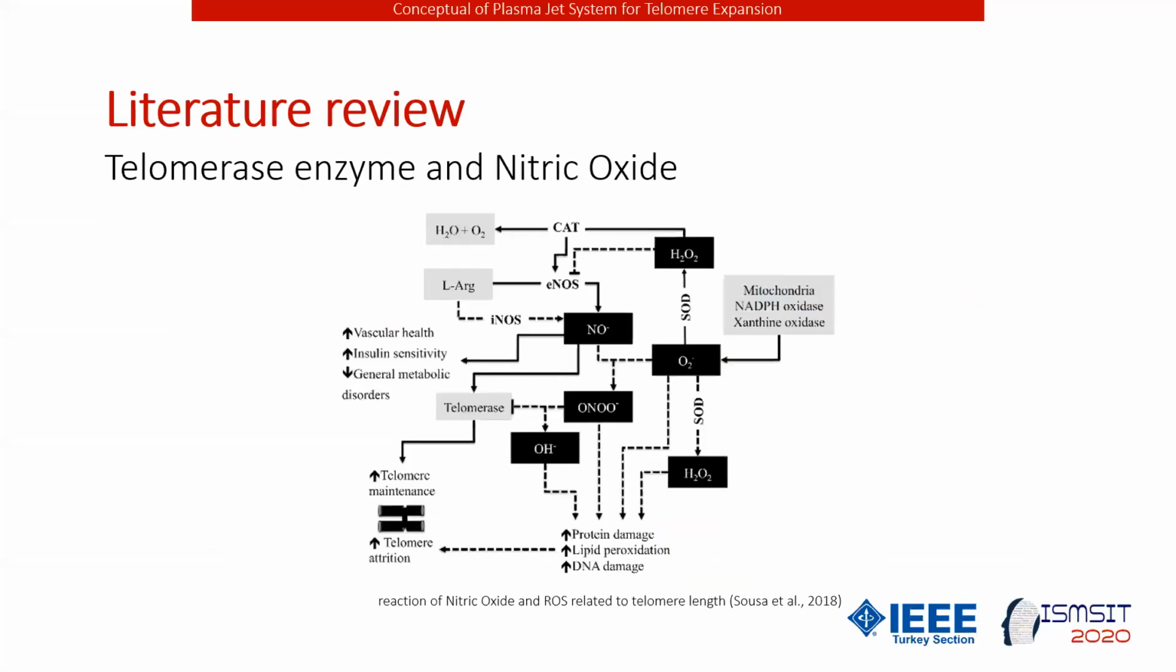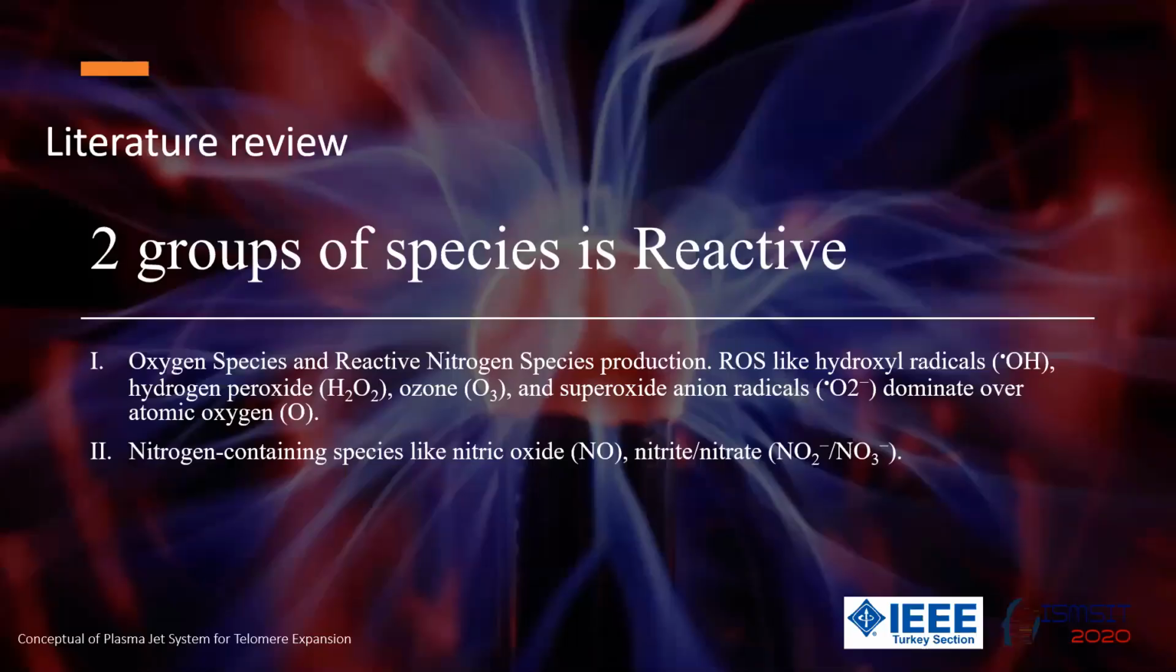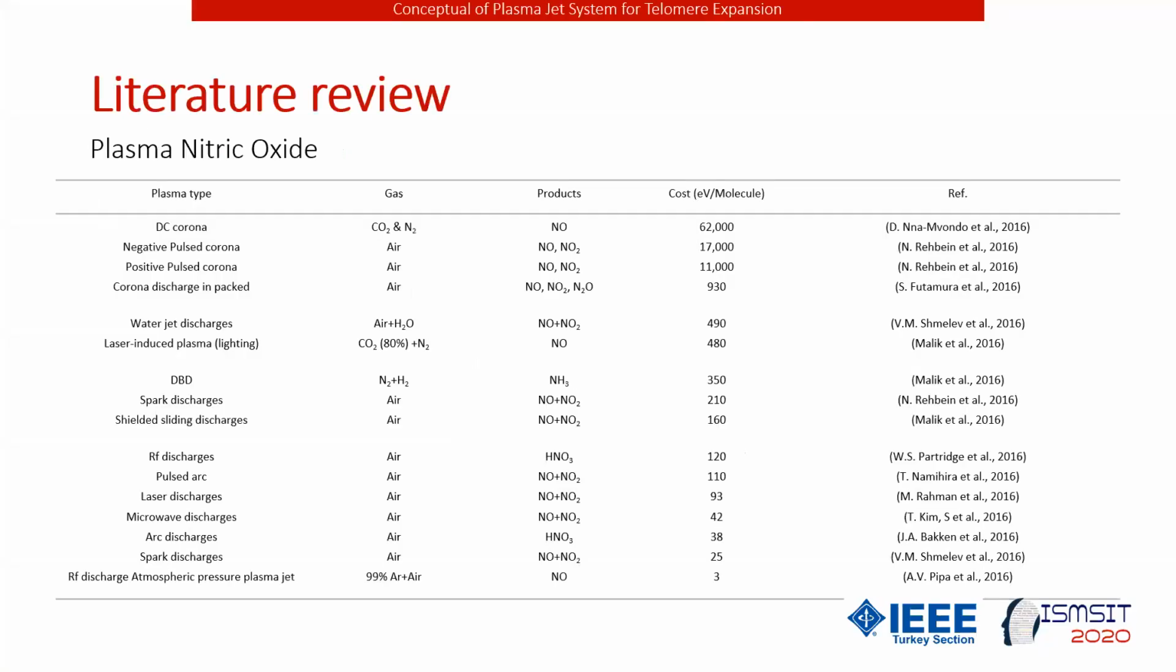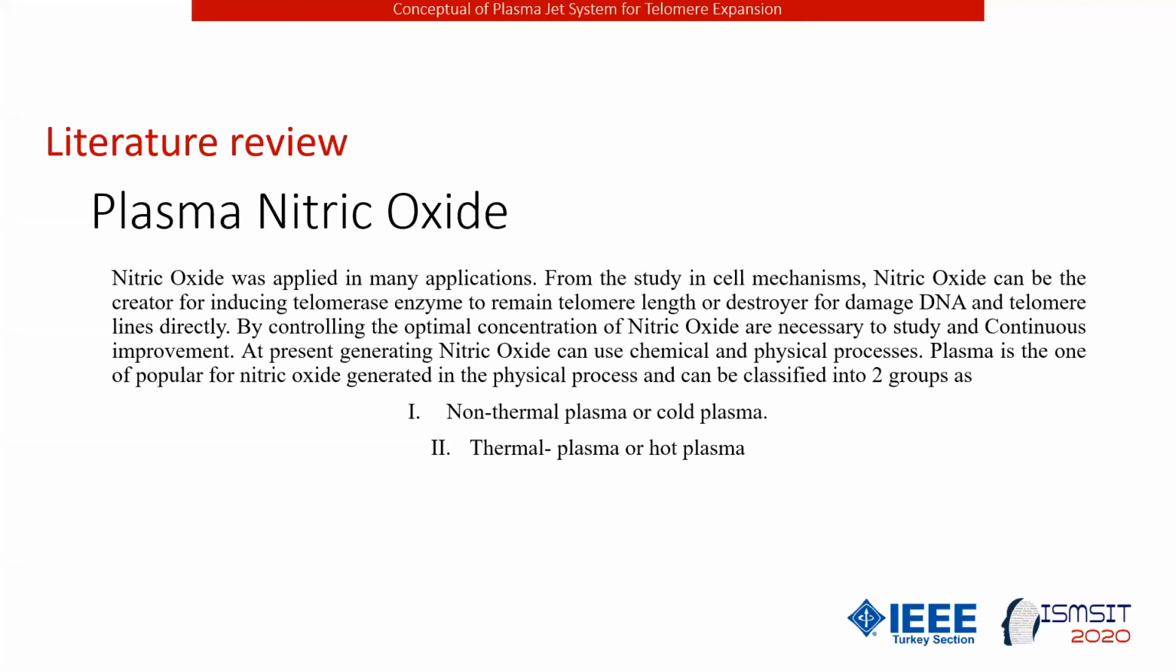Like this picture, as I showed you before. Controlling the optimal concentration of nitric oxide is necessary to study and continuously improve. At present, nitric oxide can be generated by chemical and physical processes, and plasma is one of the popular physical processes because it's not damaging to the sample, and it has a faster process, low cost, and high precision.